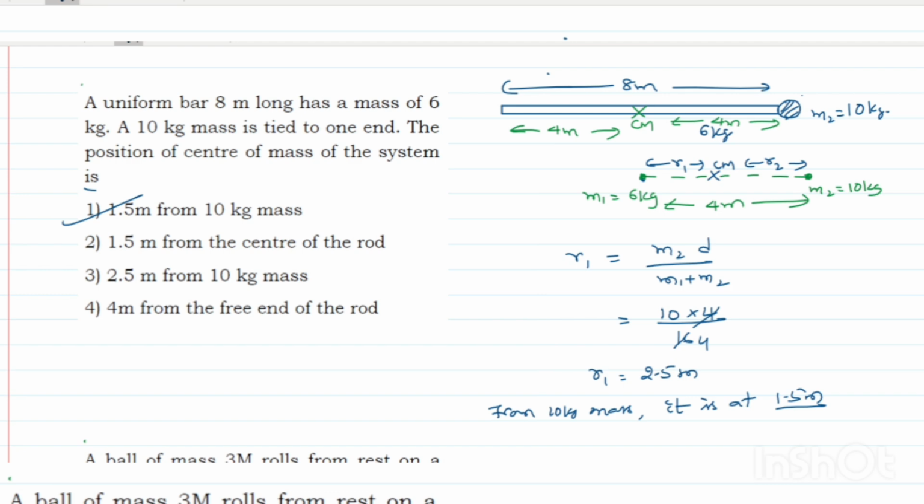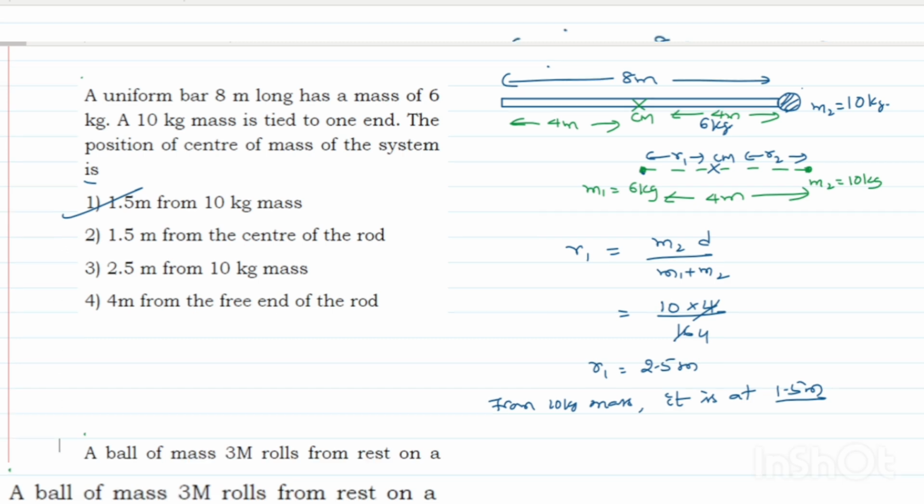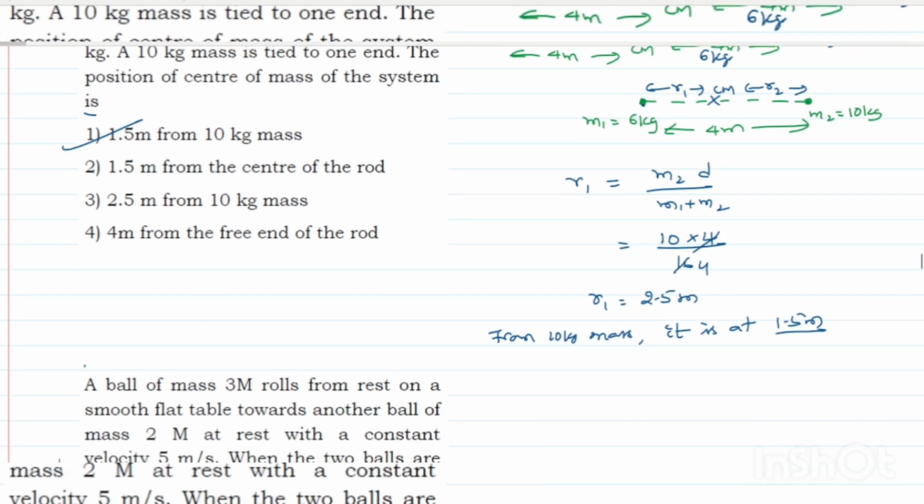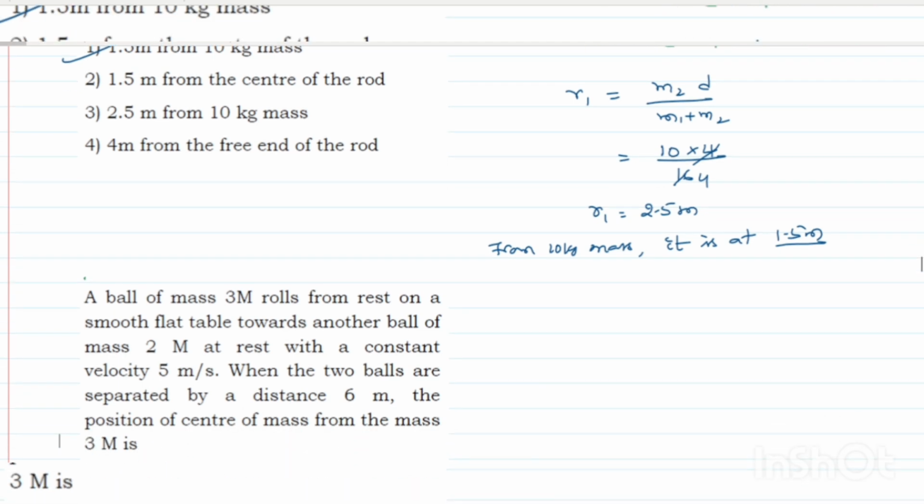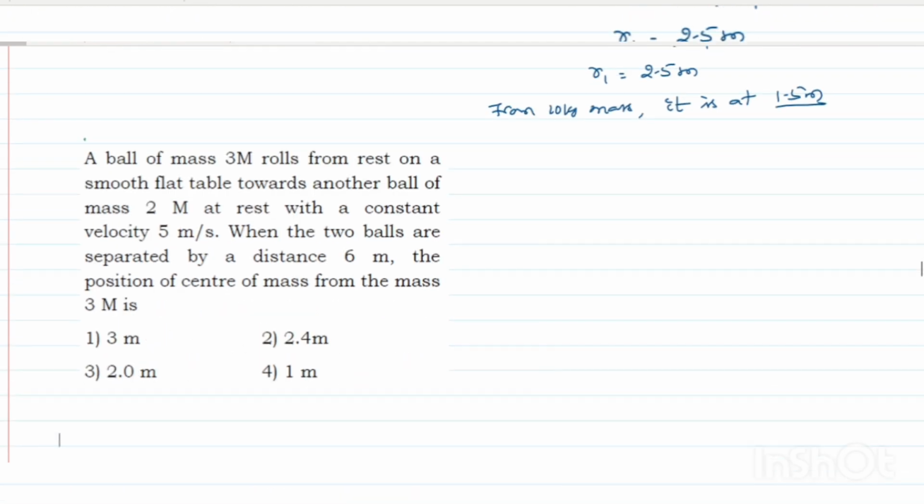Let us take the next question, students. The next question says a ball of mass 3m rolls from rest on a smooth flat table towards another ball of mass 2m, which is at rest, with a constant velocity of 5 meters per second. When the two balls are separated by a distance of 6 meters, the position of the center of mass from the mass 3m is asked.